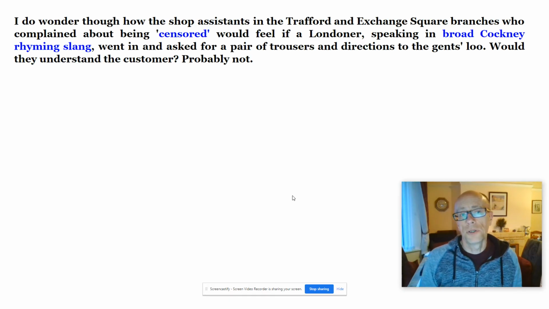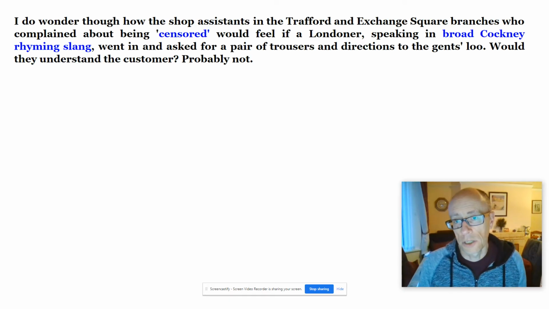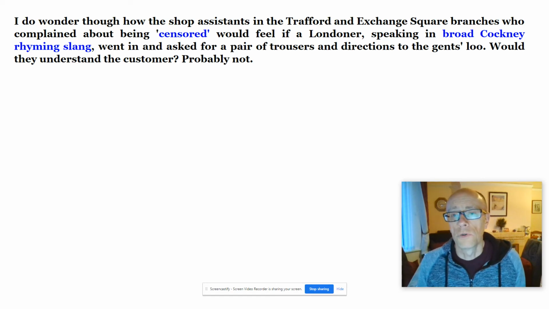Finally, I do wonder, though, how the shop assistants in the Trafford and Exchange Square branches who complained about being censored would feel if a Londoner speaking in broad Cockney rhyming slang went in and asked for a pair of trousers and directions to the gents' loo. Would they understand the customer? Probably not.